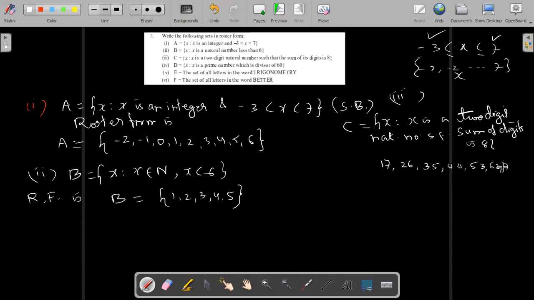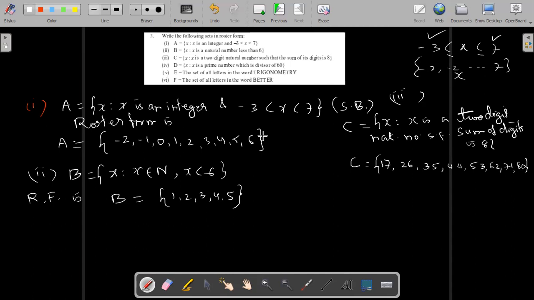Then 6, 2. Then 7, 1, and then 8, 0 will also come. So this is the roster form, where we are getting the sum like this.